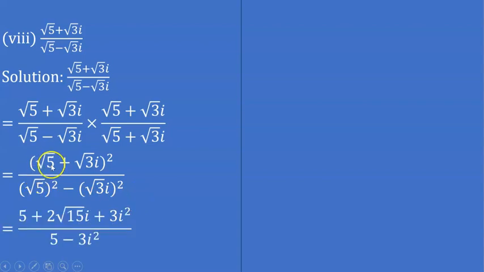Now expand this, that is a plus b bracket square. Square of this, root 5 square means 5, plus 2 times root 5 into root 3i, then you will get 2 root of 15i. Next, root 3i bracket square means you will get 3i square. And to the denominator, root 5 square means 5. Root 3i bracket square means 3i square. i square means minus 1. Minus 3 into minus 1, then it will become plus 3. Therefore here 5 plus 3.